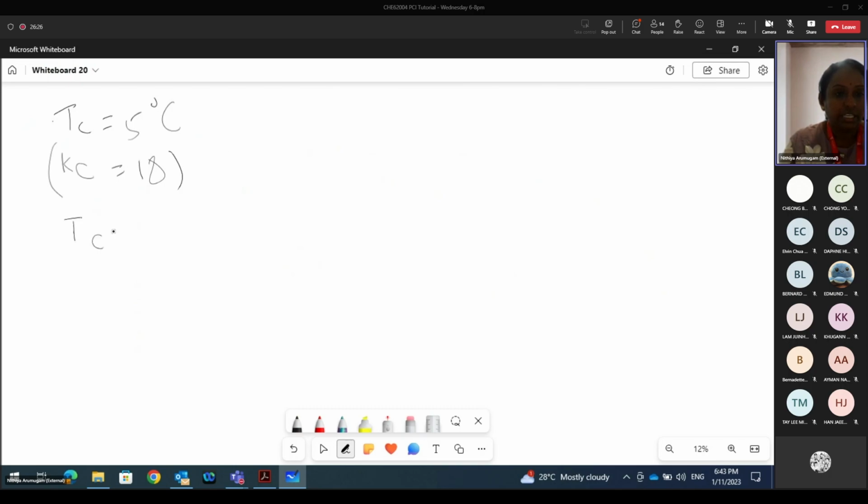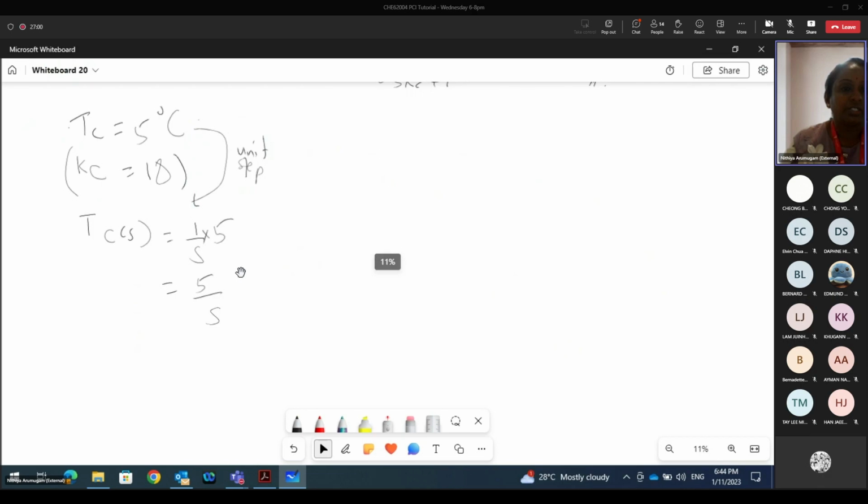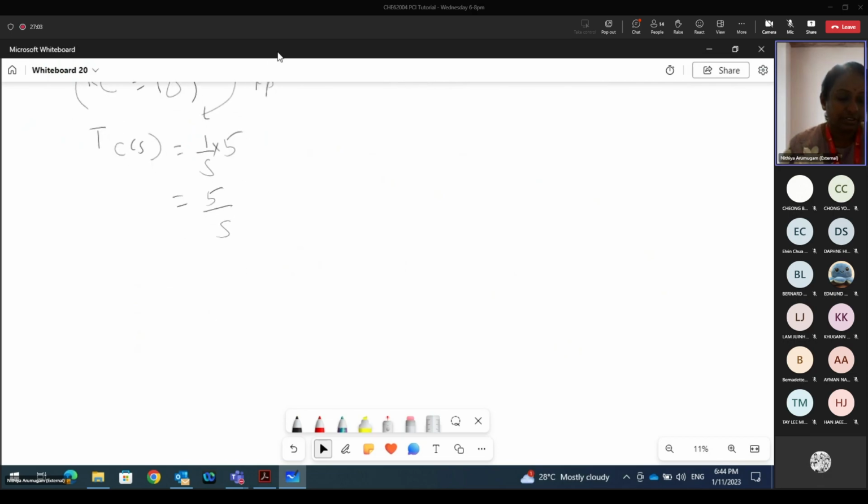So when the Tc is expressed in terms of set point or Laplace form, we can say 5 over s. Why 5 over s? This is a function of Tc and I want to express this in terms of set point, unit step. So I can express this as 5 degrees Celsius, so this will become 5 over s. This is for Ts.